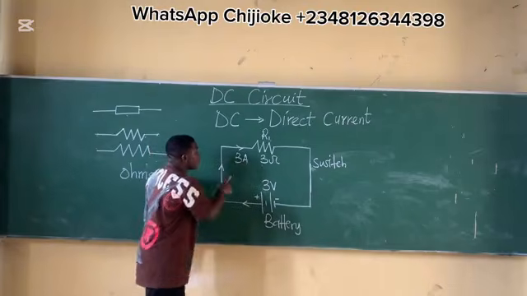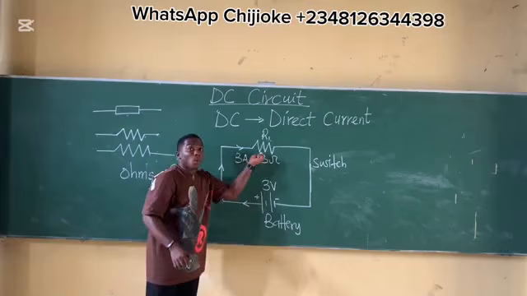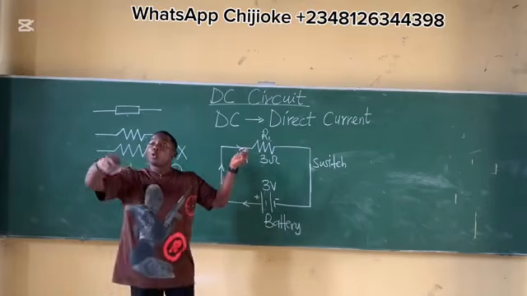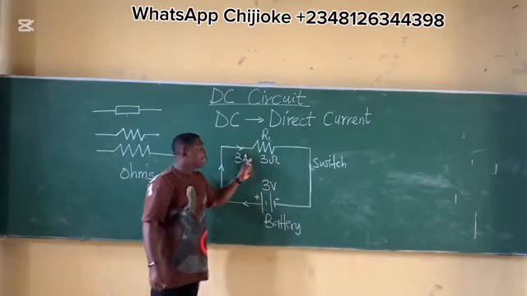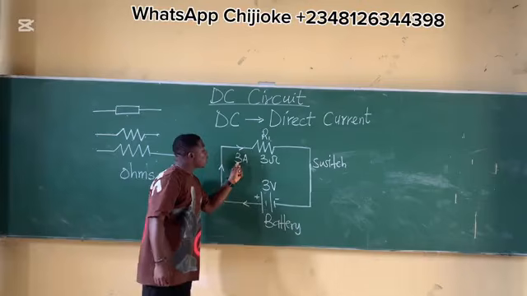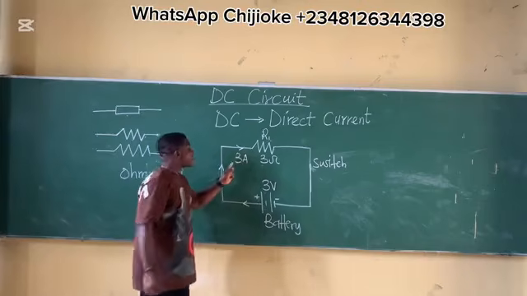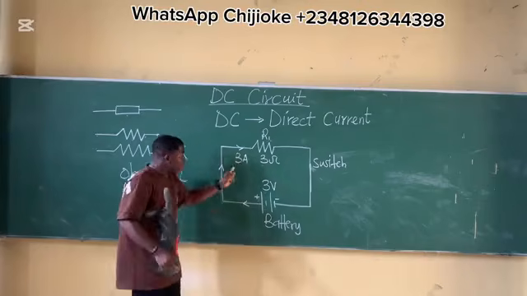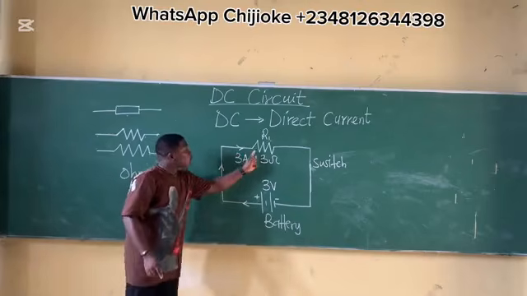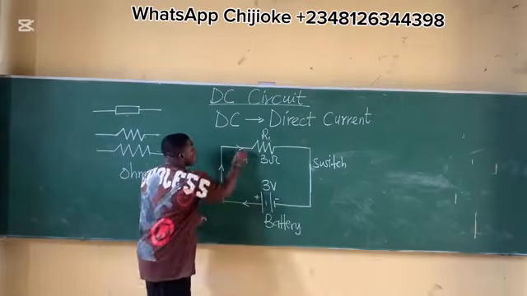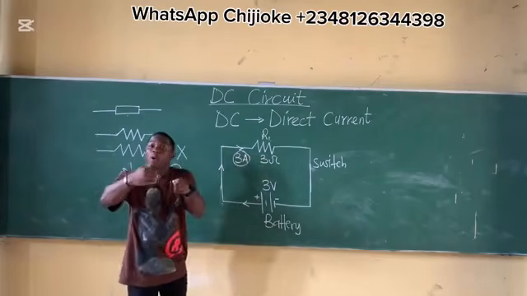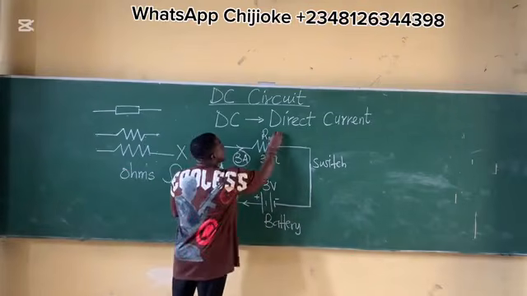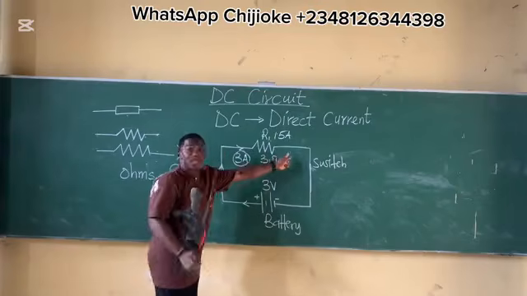If this battery is supplying a current of 3 ampere, the function of a resistor is to oppose the flow of what? Current. This resistor would oppose the flow of this 3 ampere. When the current comes across this resistor, not all of it will pass, since the function of a resistor is to oppose the flow of current. It means about, let's say, 1.5 ampere will pass.